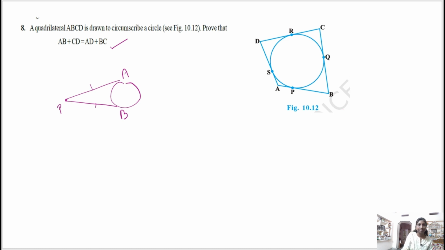Let me erase it. So here it is clear that A is an external point, so we can say that AP will be equal to AS. Here B is an external point, we can say BP is equal to BQ, and C is an external point, we can say that CQ will be equal to CR. D is an external point and two tangents are drawn here, so we can say that DR will be equal to DS. Okay, so we have to write these equations in the solution.